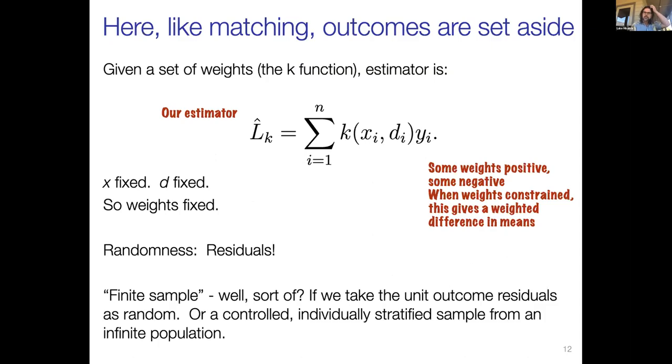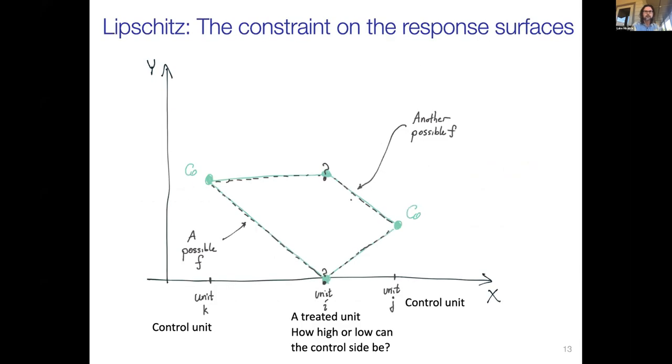So here is just one comment that's interesting about this paper that I haven't quite wrapped my mind around. They say it's finite sample, but really what they're doing is setting up a regression model. X is fixed, D is fixed, therefore the weights are fixed because the weights are a function of X and D. So randomness is purely driven by the residuals, which means we have some sort of either a residual process or we're thinking of a controlled, individually stratified sample from an infinite population. So there's something interesting there that I just wanted to flag.